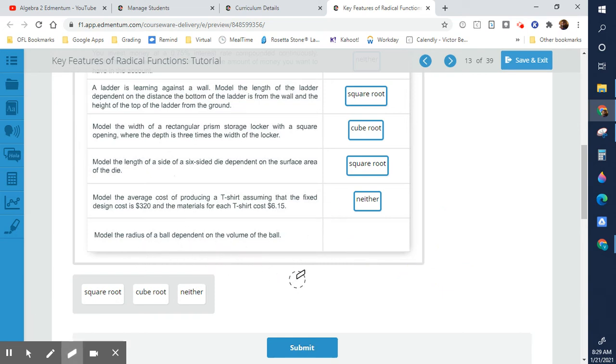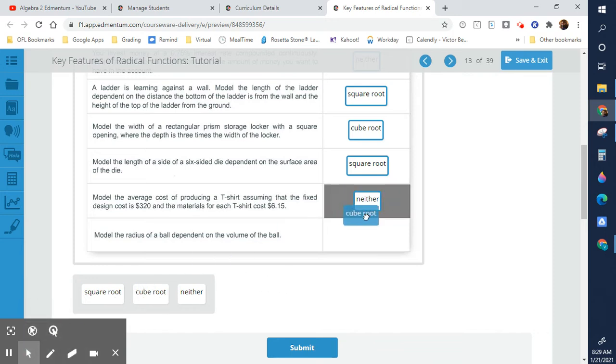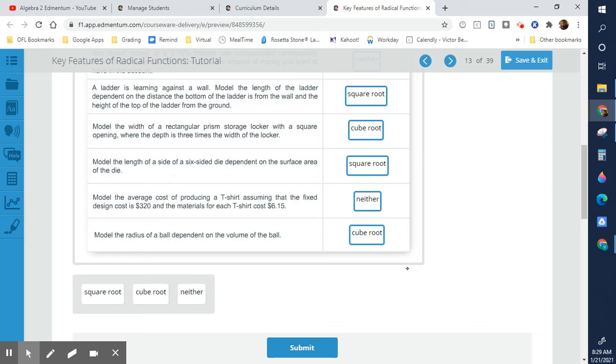The model of the radius of a ball, we already talked about this. It's actually going to be a cube root because of the formula for the volume of a sphere. So volume subscript sphere, we're talking about volume. What type of volume? Sphere. Volume sub sphere is equal to 4 over 3 pi r cubed.